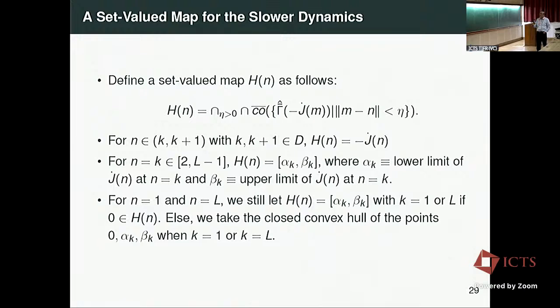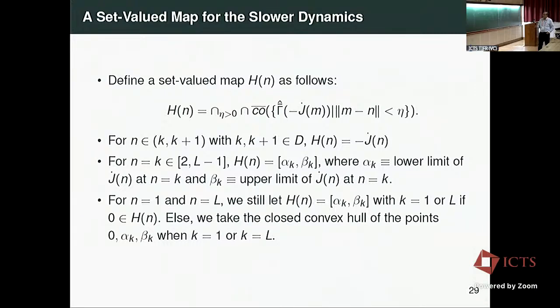So we look at this set valued map. Let's say H of n is the intersection over all eta, eta being this, of these quantities. So you look at the projected value of whatever minus J dot m can be, where m is in an eta neighborhood of n. You take the closed convex hull of all of these points that are there, and then take the intersection. The intersection is over eta. Okay, so you take the intersection over all eta greater than 0. So essentially that's what you get.